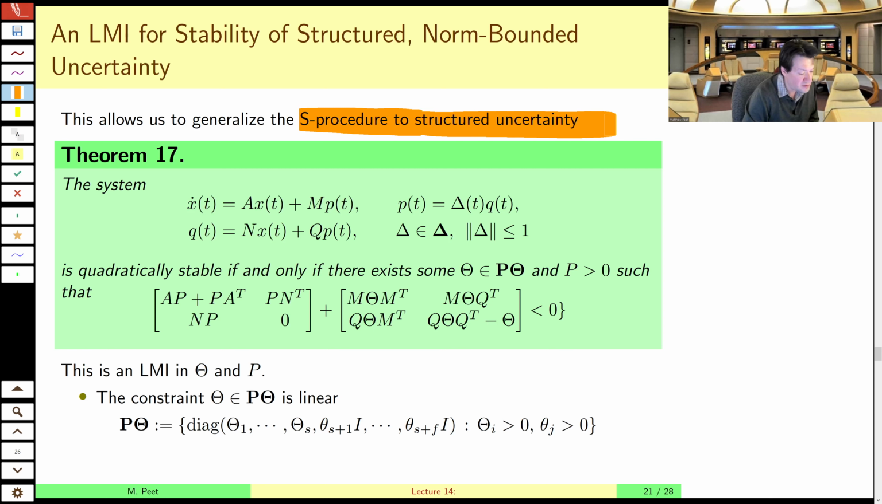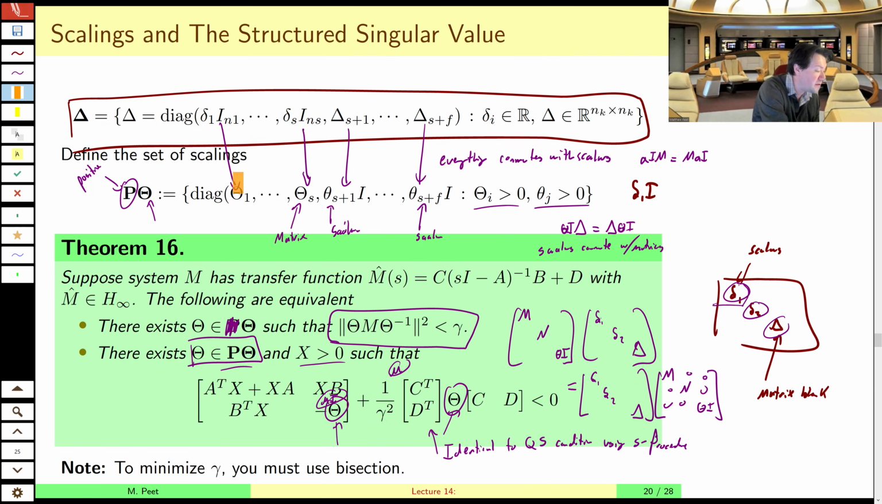It's an LMI, right? It's an LMI because this theta is a variable now. And it's a variable in a set of matrices that we can parameterize. So it's easy to parameterize. We can make this our variable 1, this our variable all the way out to S. So we have matrix variables here, we have scalar variables here, but theta is linear in all of those variables.